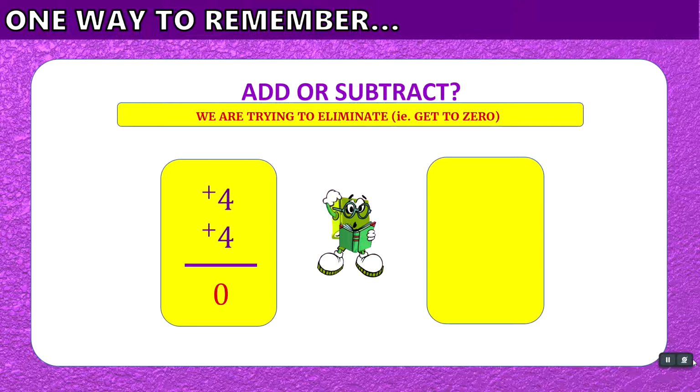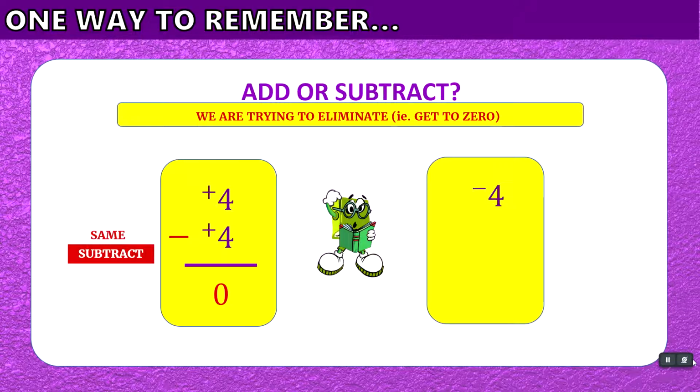If we said 4 plus 4, would that give us 0? If we said 4 minus 4, would that give us 0? We know that plus 4 minus a plus 4 gives us 0, and so when the signs are the same, we use subtraction to give us 0.